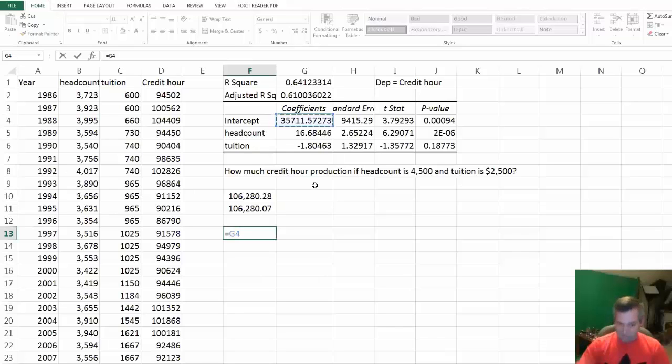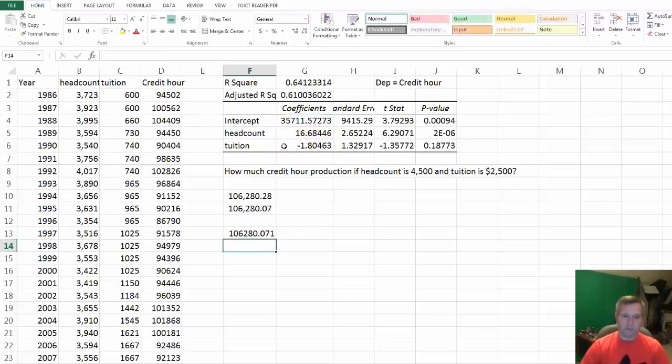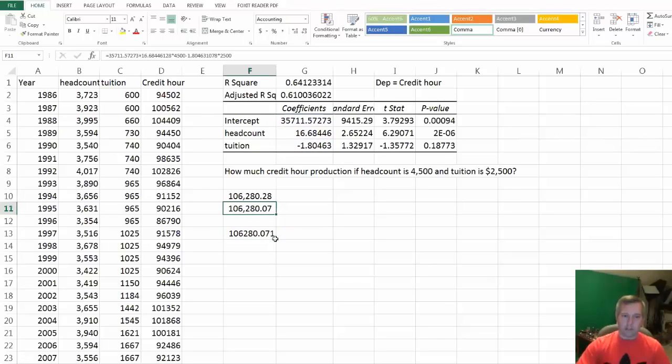So that's my intercept plus that coefficient times 4,500 plus that, which is going to keep its negative number in front of it, times 2,500. And it's a little bit closer to this one because I used the much longer values for that version of the formula that I typed in. It's certainly a bit away from this one.